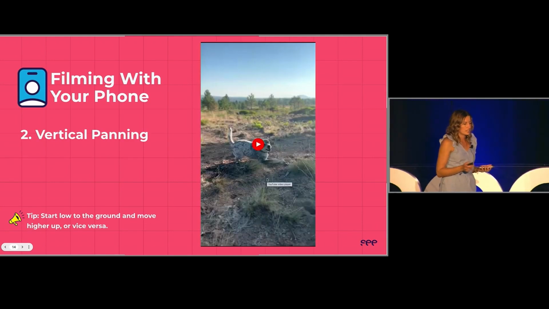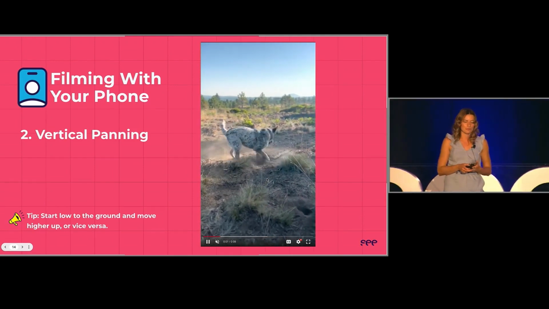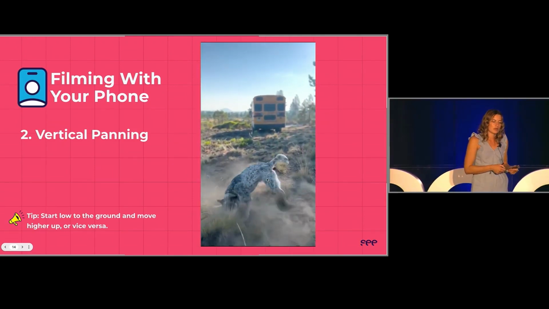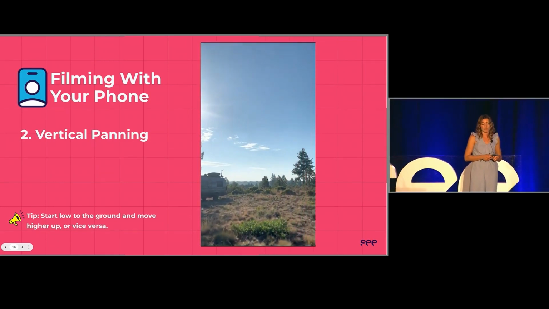Filming with your phone on the second point is vertical panning. So this is my dog Kaya. I have a 3-year-old blue heeler. And this is panning from the ground up. So my tip is to start low to the ground and move higher up, or vice versa.